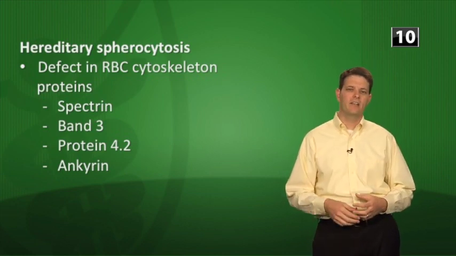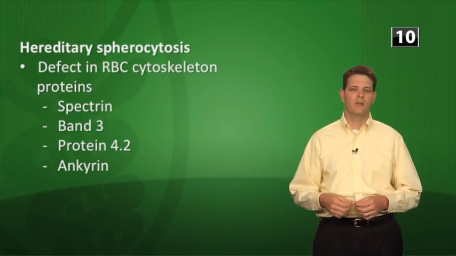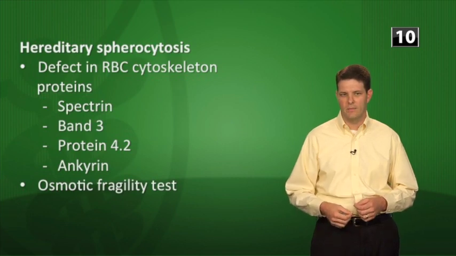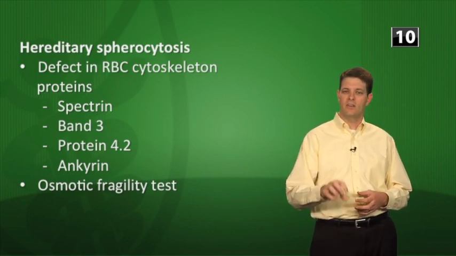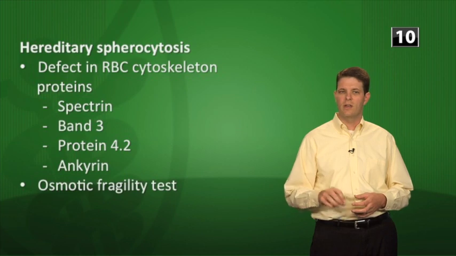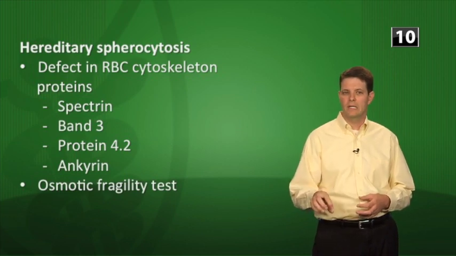So the diagnostic test for hereditary spherocytosis is called the osmotic fragility test, which is where you put the patient's red cells in a series of increasingly hypotonic solutions, and those spherocytes are going to lyse more readily than a normal red cell would. And then what findings are associated with hereditary spherocytosis?